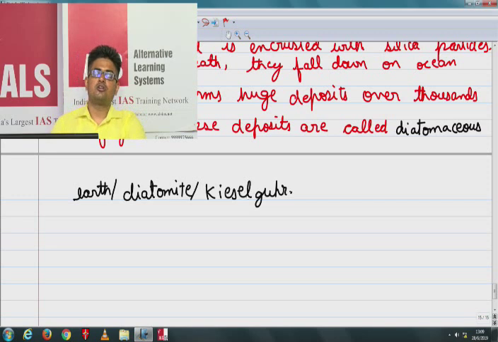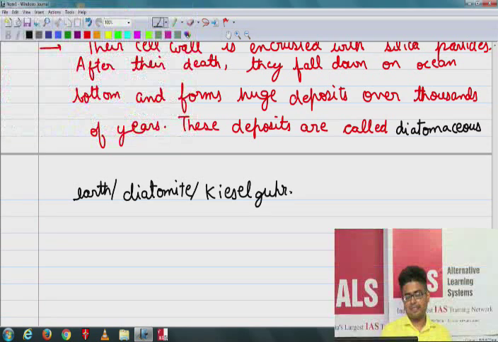Now Kizil Guha, or diatomite, is related to the Nobel Prize. It actually is related to all the Nobel Prizes over 100 years. Nobel Prizes were started in the year 1900 and now it's about 119 years. So diatomaceous earth is responsible for all the Nobel Prizes given over 119 years. You will ask me, how is that possible?